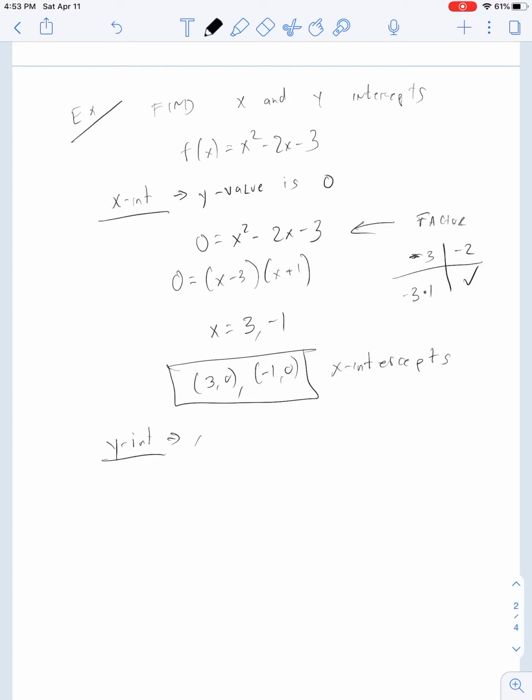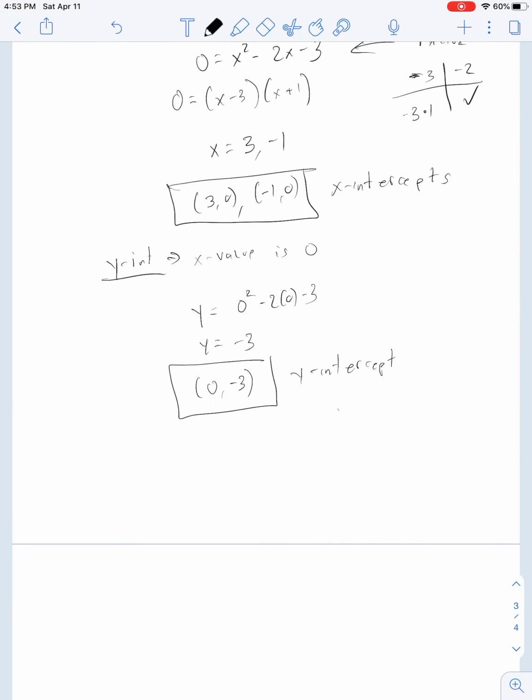You should be able to find the y-intercept. When finding the y-intercept, your x value is 0. So we get y equals 0 squared minus 2 times 0 minus 3. We get negative 3. So we get 0, negative 3 as our y-intercept. All right, so now we know a lot more about this graph, right?